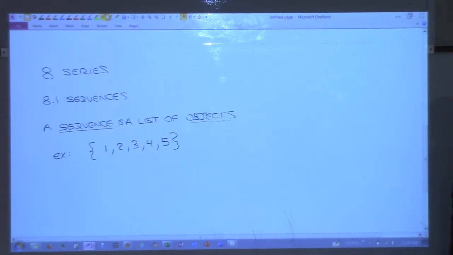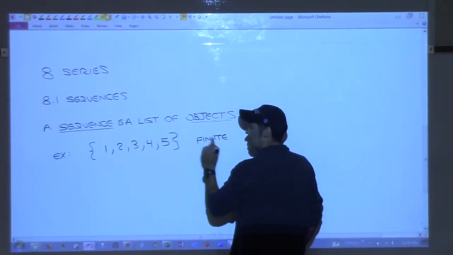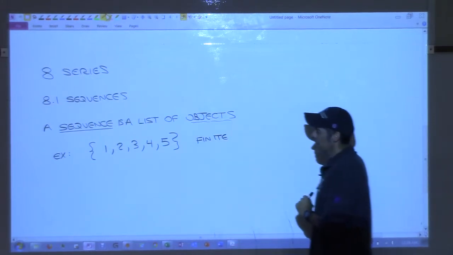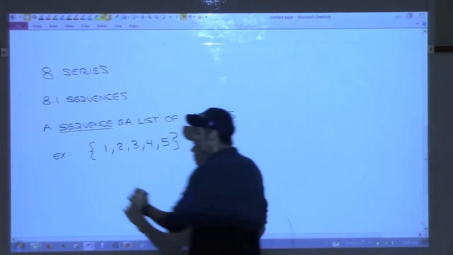That is a sequence. Now, we refer to this as a finite sequence, and it's finite because it has how many pieces to it? It has 5 pieces, right? So there's 1, 2, 3, 4, 5. There's 5 things. That's a finite number. Done. Okay, so let's look at this.